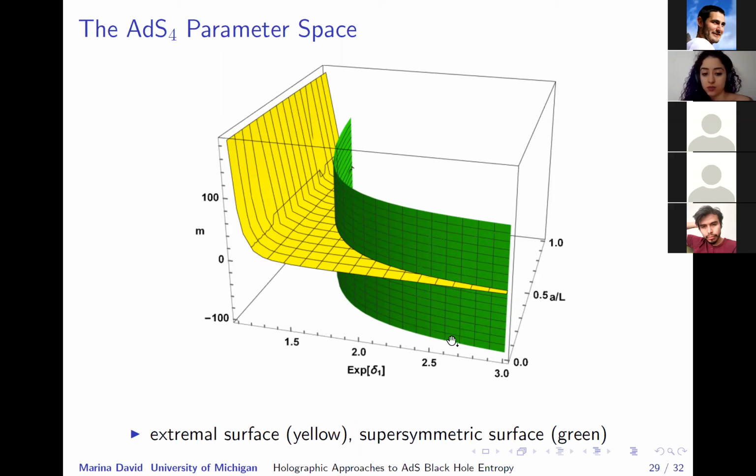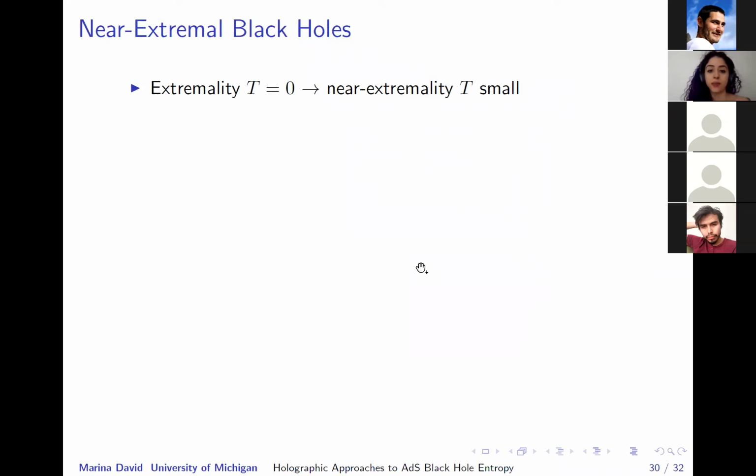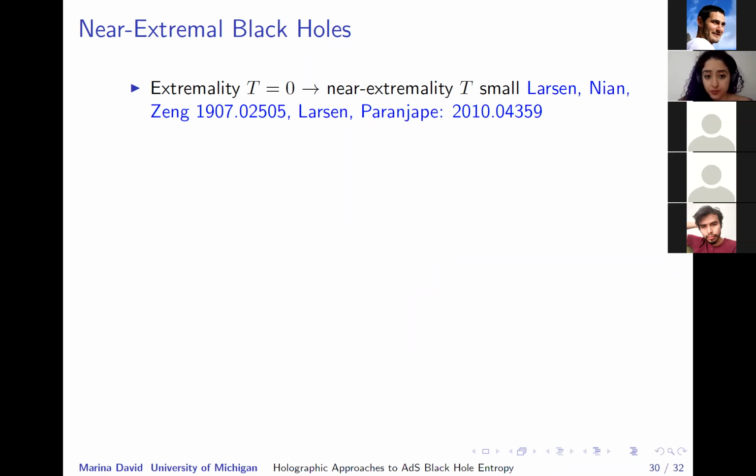Recall that all the solutions below here are going to be unphysical. So what we define to be the near-extremal solution is going to be a supersymmetric solution, because I'm going to be on this surface, but I'm going to be above the yellow surface. So this is what we define as near-extremal. Because we are going to be near-extremal, the temperature, instead of being 0, is going to be very small.